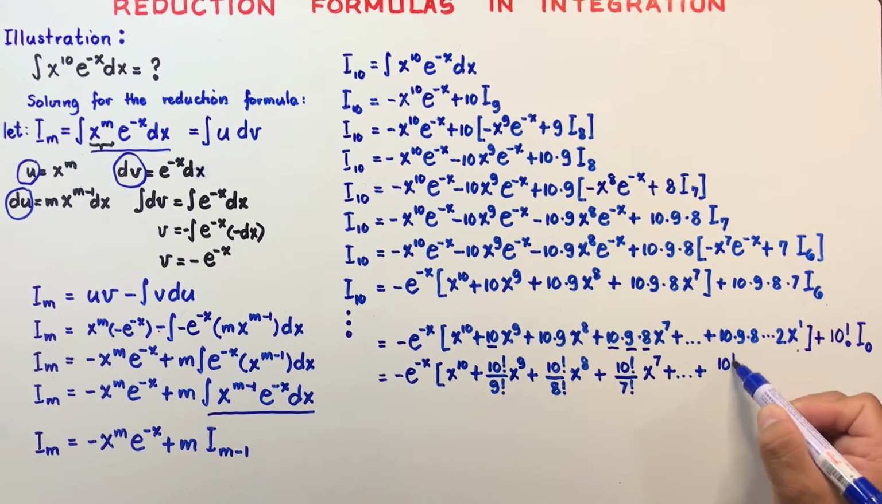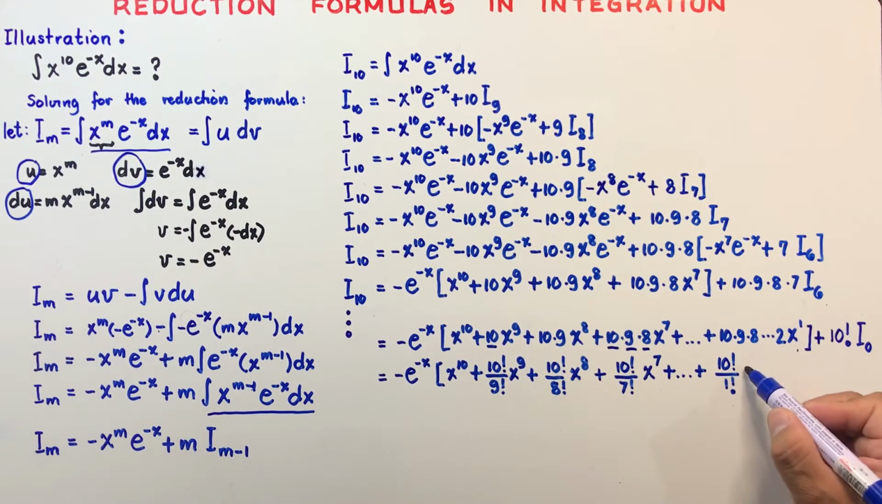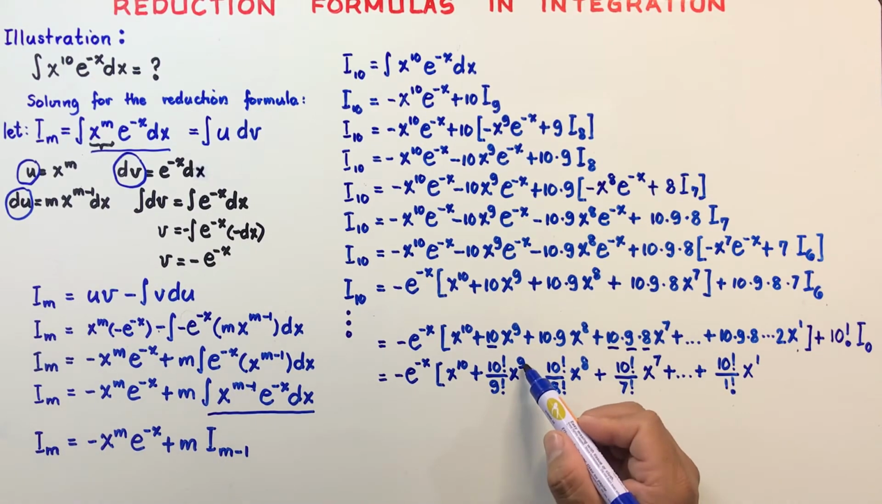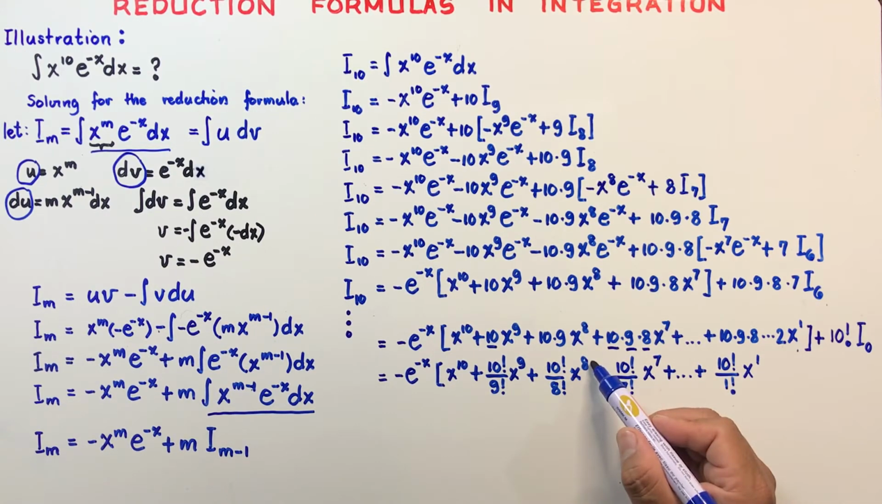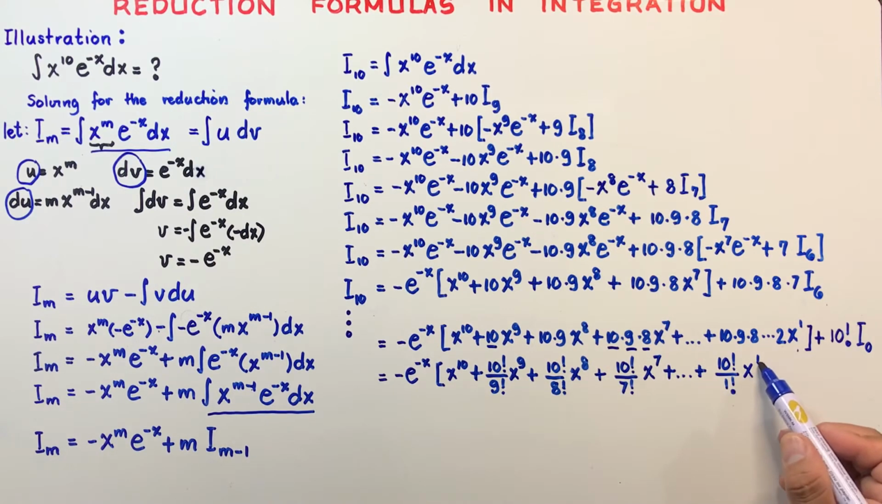10 factorial divided by 1 factorial, which will be multiplied by x to the power 1, because the pattern is when the exponent of x is 9, the denominator is 9 factorial. And when the exponent is 8 for x, the denominator is 8 factorial. So if this is 1 factorial, the exponent of x is 1.